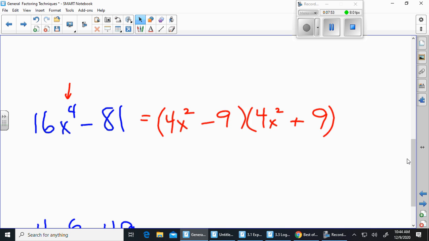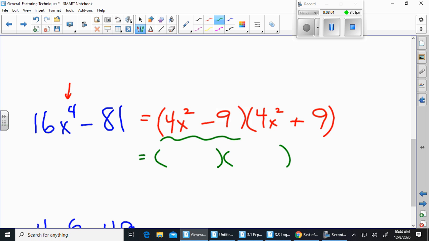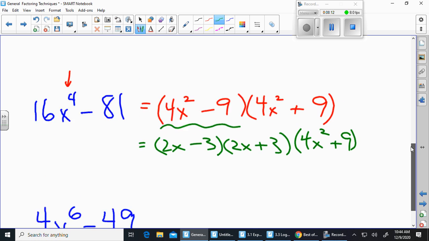Now again, what are we going to see? We can always go farther. Sometimes we can go farther. Perfect squares being subtracted, that's perfect squares again. 2x and 2x, 3 and 3, 1 plus, 1 minus. I can't do it for plus. It would stay the same.